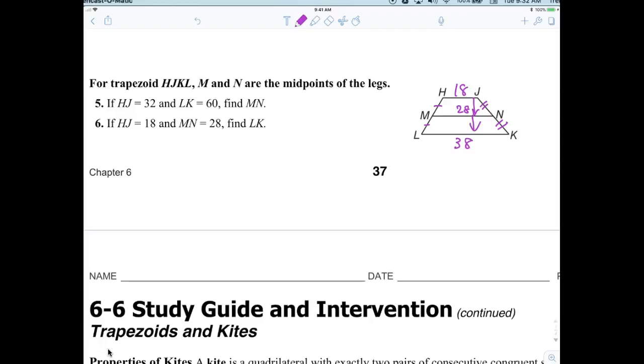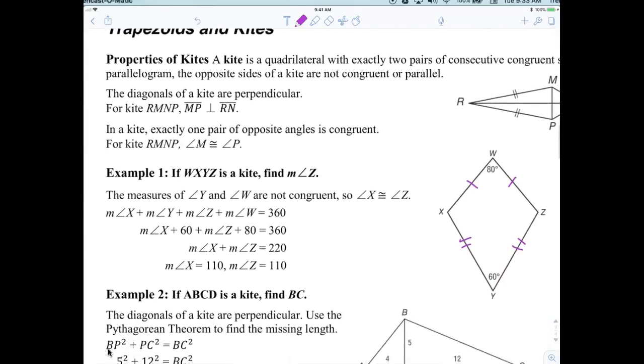Is MN always like halfway? Yes. If it's a mid-segment, that's why I call it mid-segment. It's in the middle. All right? But it is a mid-segment because it is the midpoint of the two sides. All right? I want to go down to kites real quick and let's explain this.